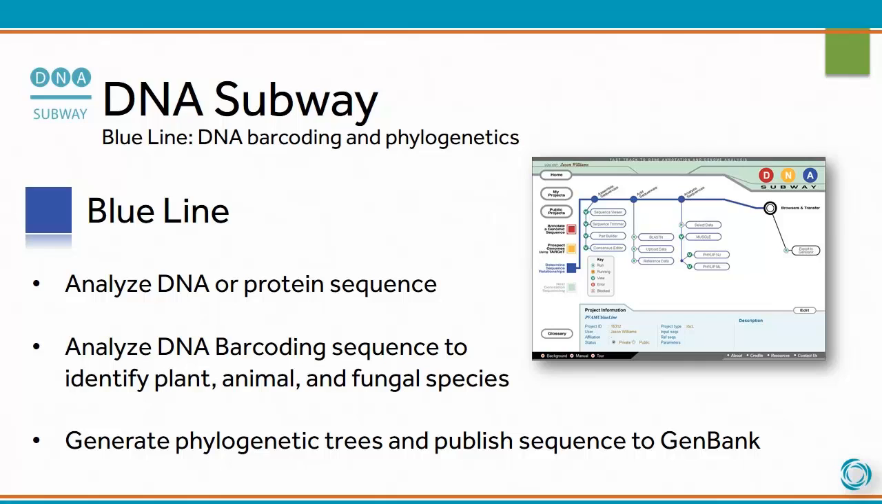The DNA Subway blue line is for DNA barcoding and phylogenetics. You can use the blue line to analyze DNA or protein sequence. Analyze DNA barcoding sequence to identify plant, animal, and fungal species. Generate phylogenetic trees and publish the sequence to GenBank.